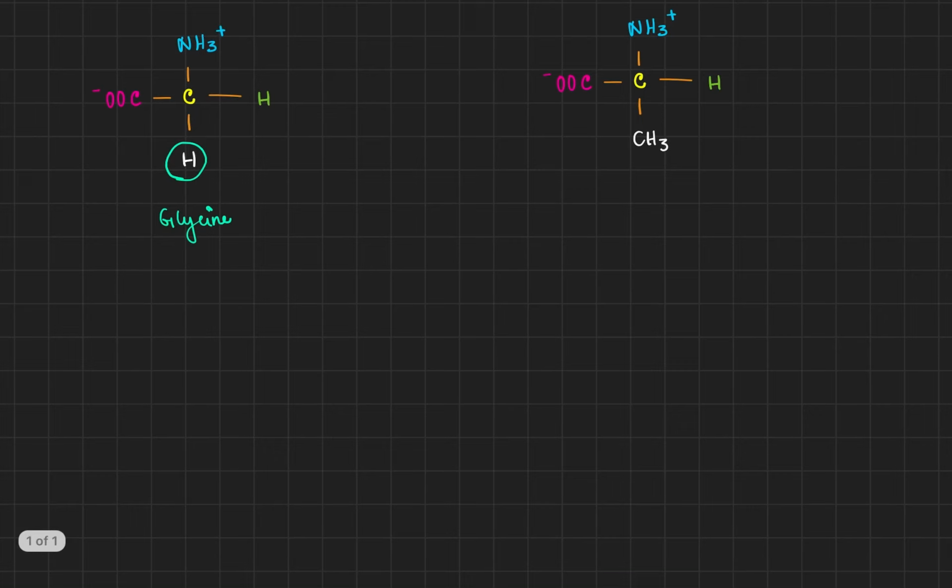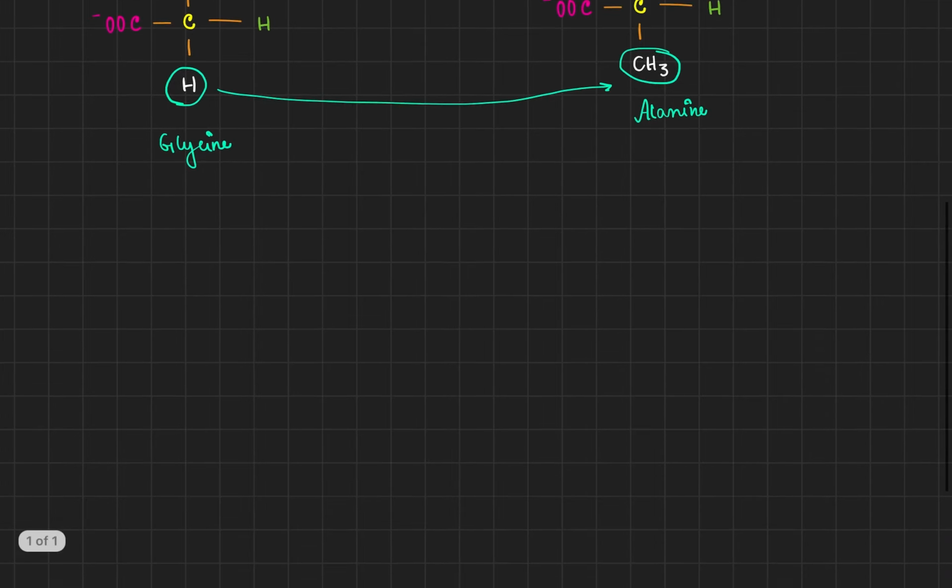Moving to the next, I replaced this hydrogen with the methyl group. This is alanine. For an easy way to remember, if you recall your class 12th basics, we have formic acid, acetic acid. So you can think of it sort of like this thing over here.